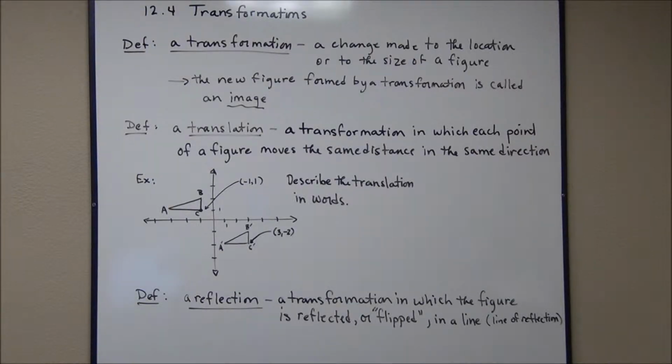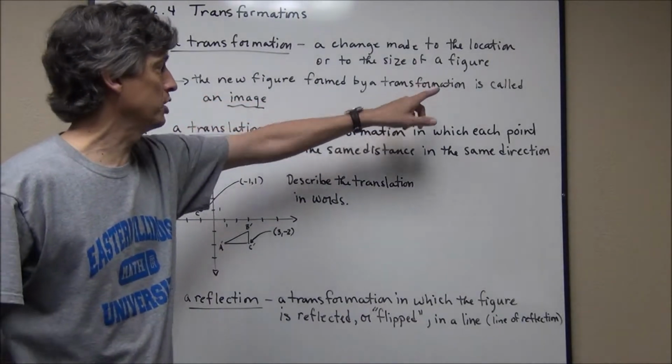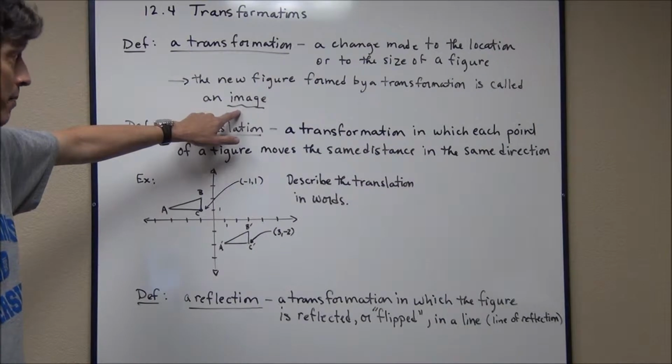Alright, lesson 12.4 is on transformations, and this of course is geometry. We're going to talk about just the very basics of the different types of transformations. A transformation, by definition, is a change made to the location or to the size of a figure. Okay? There are different kinds of transformations. Some change the size, some change the location. The new figure that's formed by the transformation is called an image.